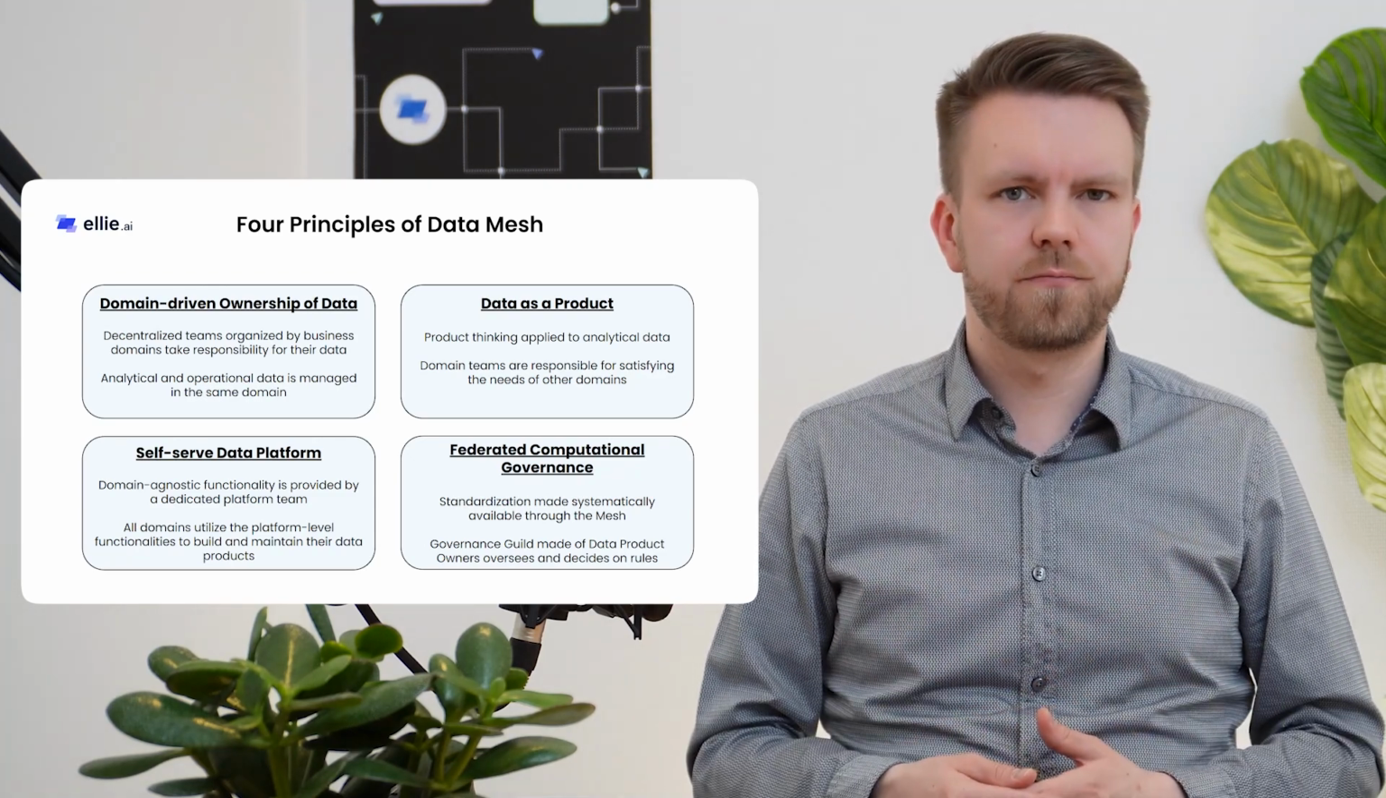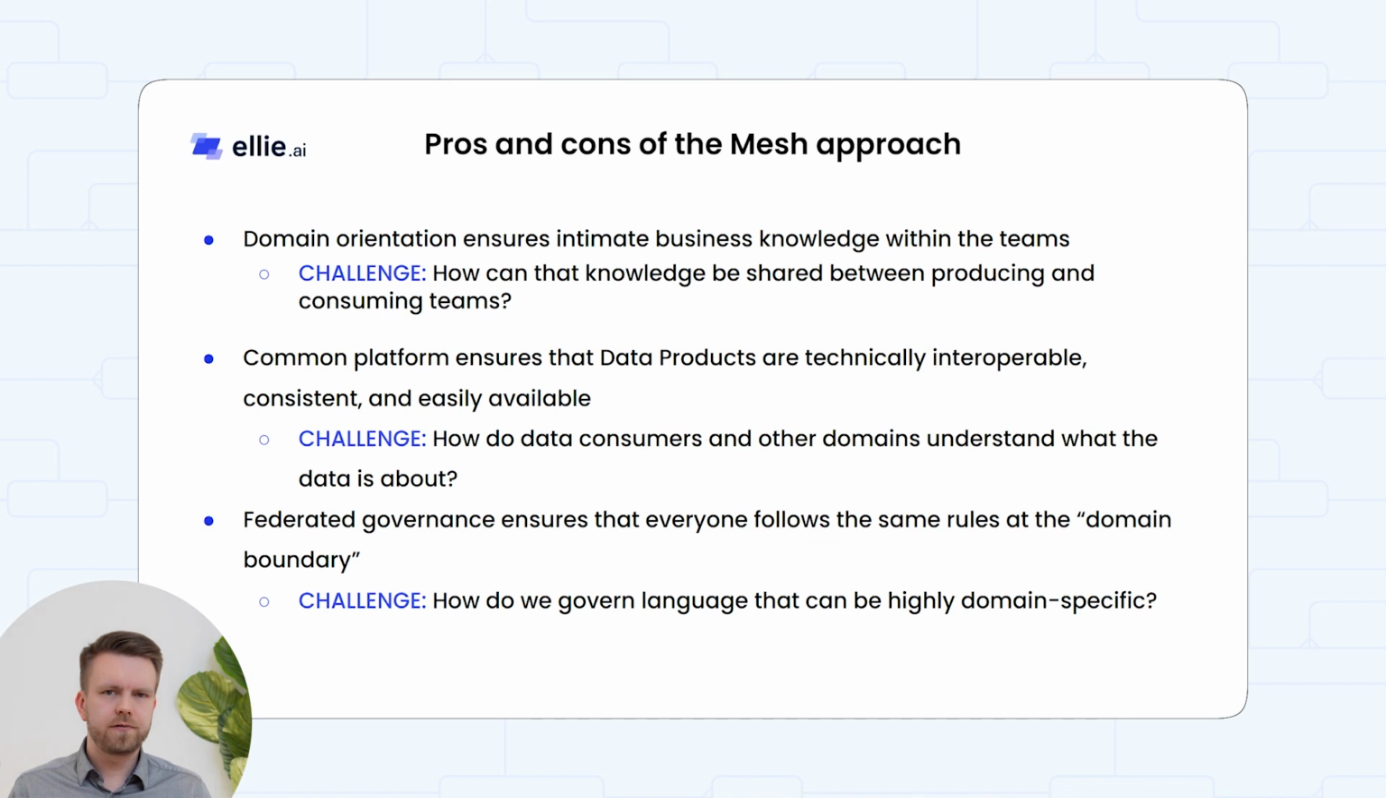These are the 4 principles of data mesh. Now, there are a couple of things we have to consider here. First of all, a good thing about the mesh approach is that the domain orientation of these teams ensures that there's intimate knowledge of what the business actually does and what the data contains and what the data means within that team. So obviously, if you have your ticket sales domain, that means that the data engineers and everyone working in that domain, they really know what the ticket sales looks like, how it behaves, what the data is.